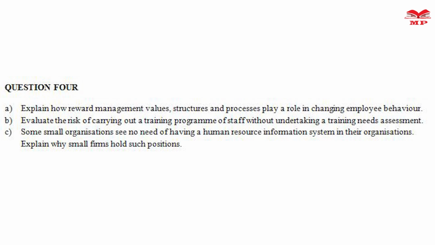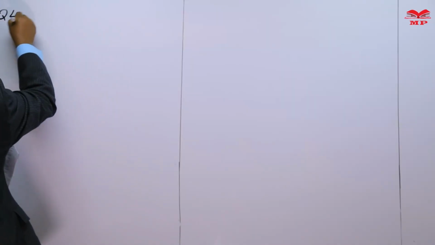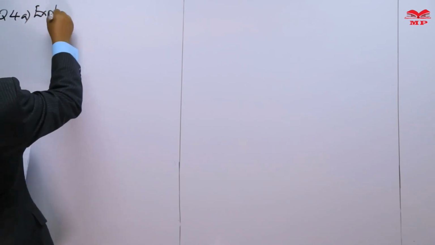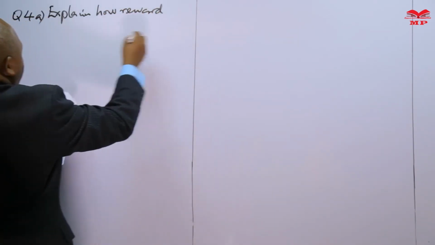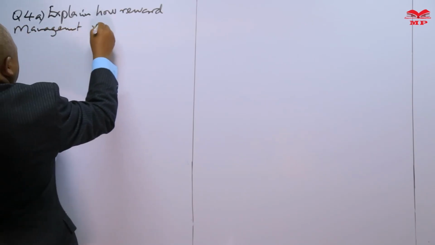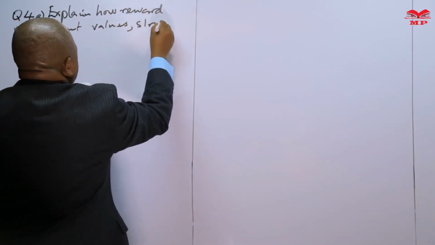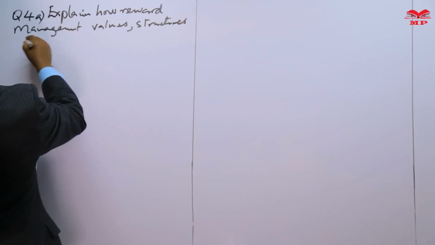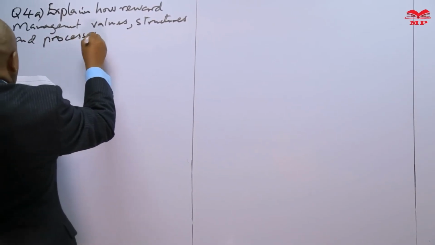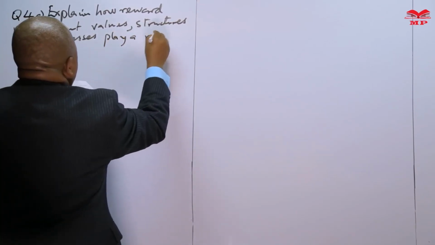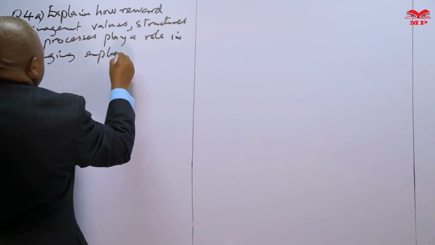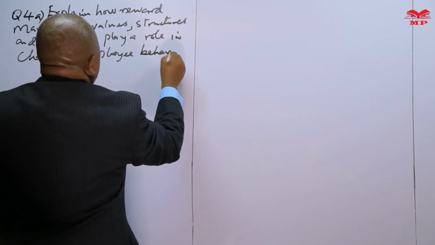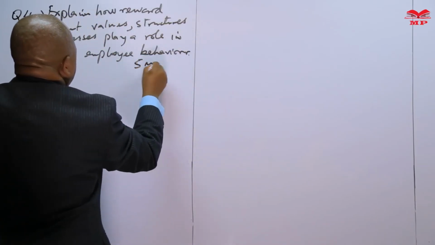We start with question 4A. Question 4A required the candidate to explain how reward management values, structures, and processes play a role in changing employee behavior. 5 marks.